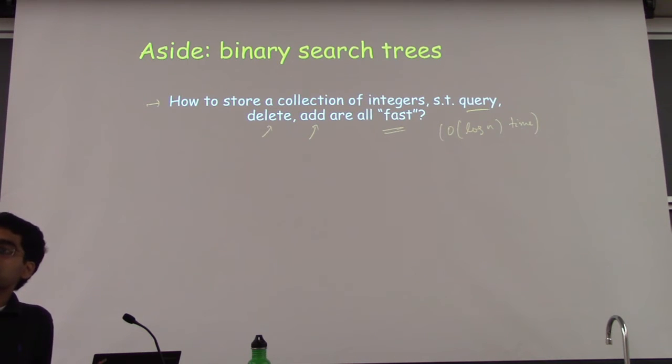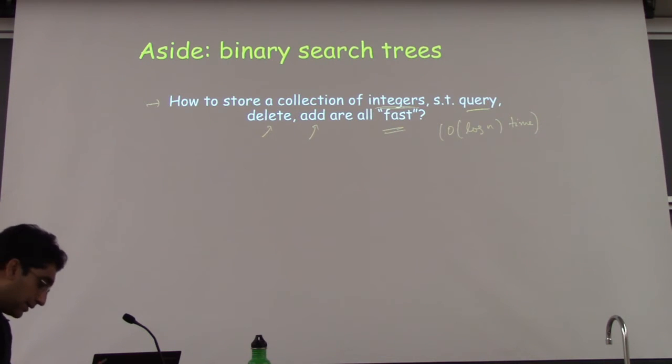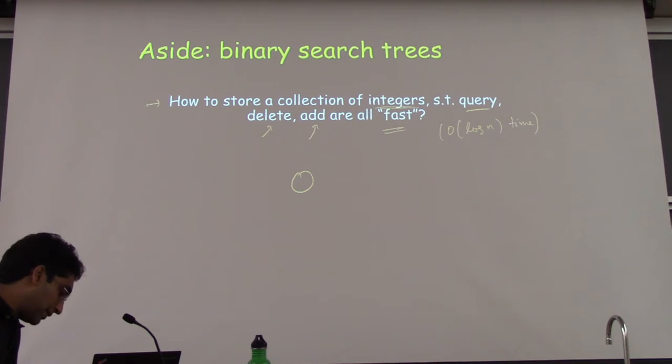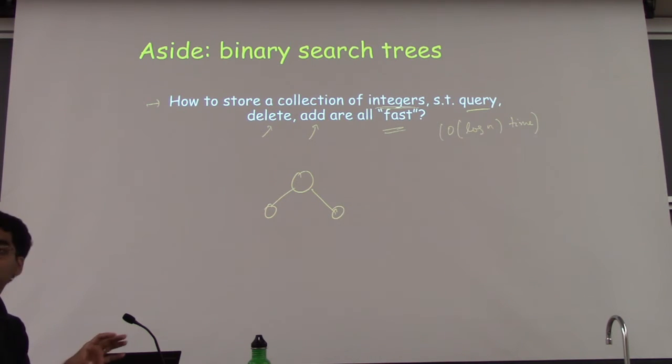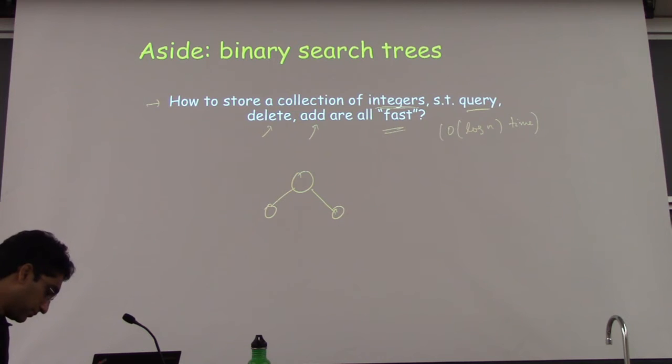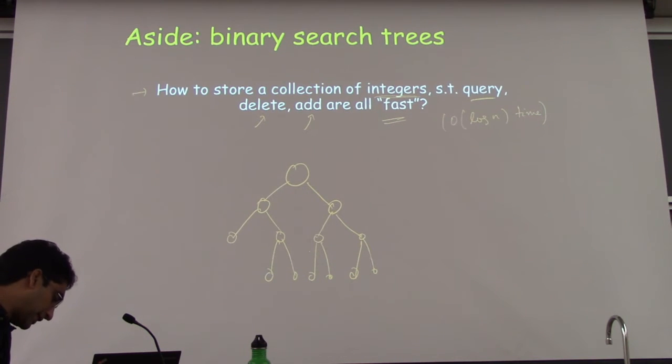Binary search trees are a very simple data structure that allow you to do this. And the idea is extremely simple. Integers are completely ordered, so you can compare any two integers. What you do is you maintain a tree, where you have a node. It's called a binary search tree because it's a binary tree. Every node has two children, except the leaves. So you have some tree of this kind.